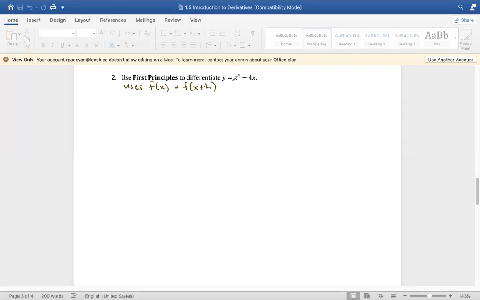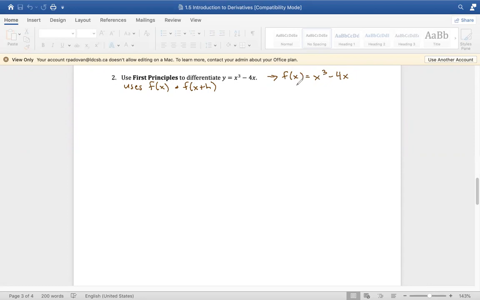But this has y equals. So I would say first, let's just change this equation into function notation, and instead of y equals, make it f of x equals x cubed minus 4x. Not a big deal, but in order to be using this equation with f of x in it, we should make sure the original equation is in function notation, right?